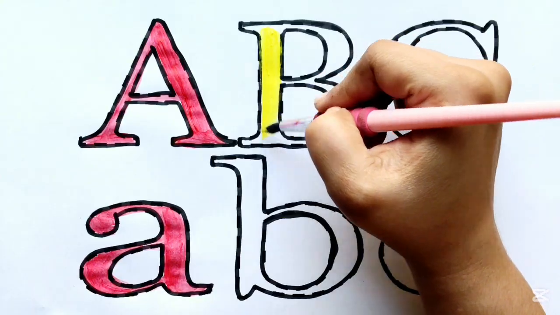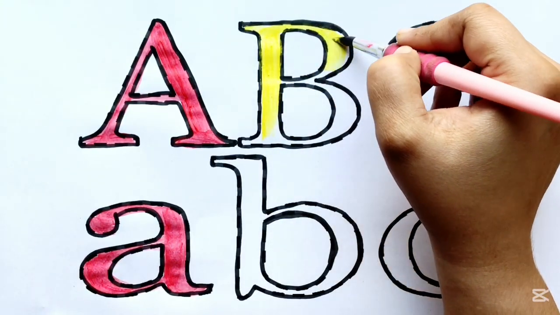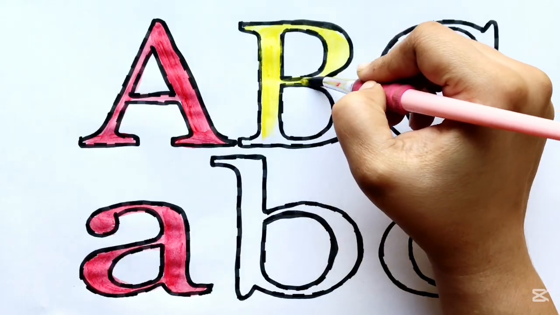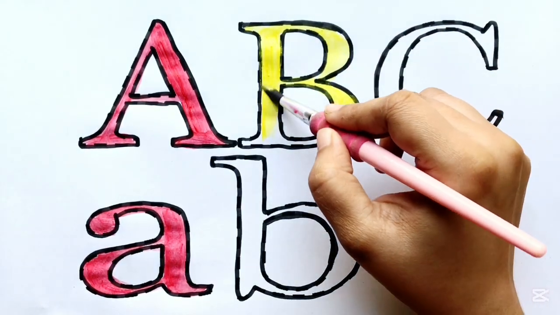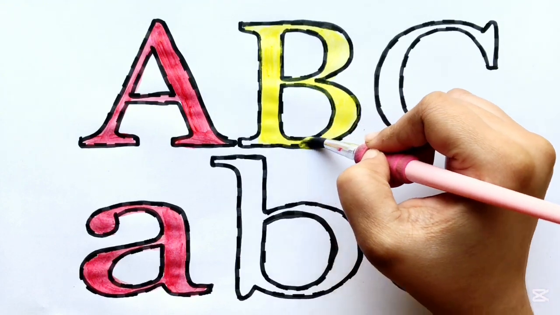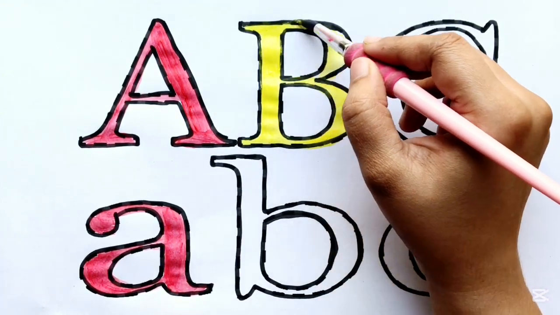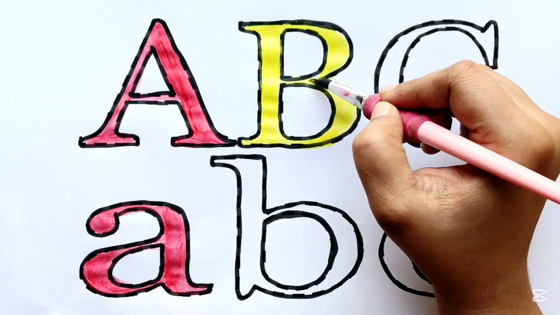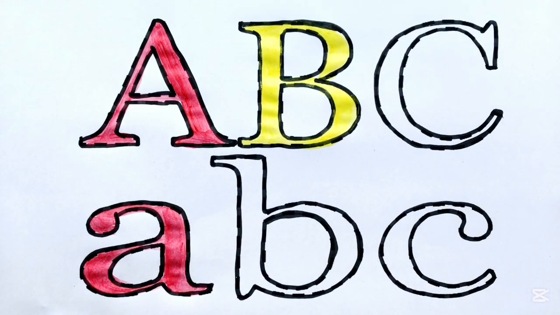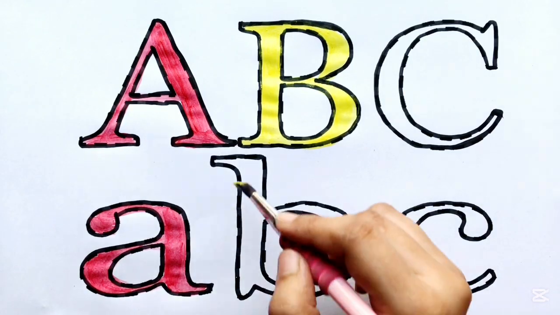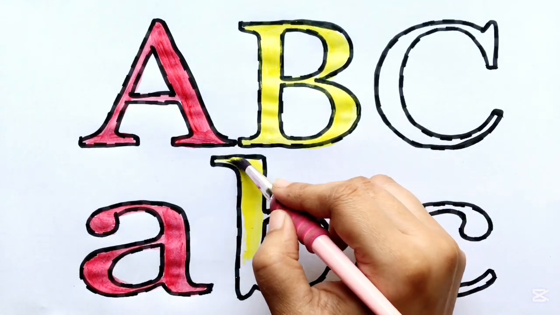Yellow color. Capital letter B for banana. Small letter B for bat.